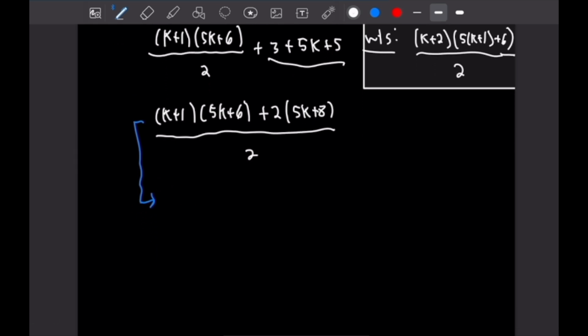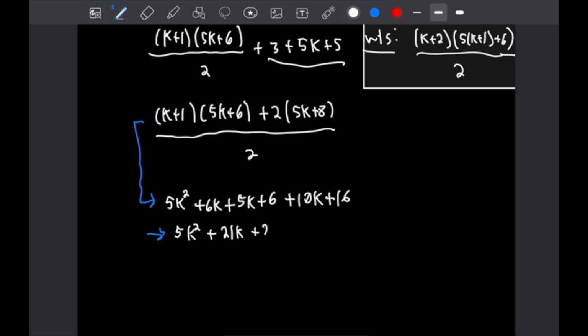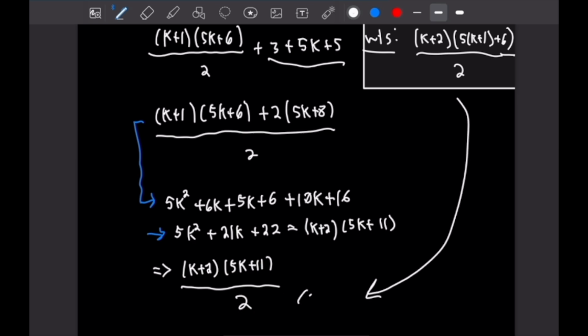So let's multiply out k plus 1 and 5k plus 6. When we do that, we'll have 5k squared plus 6k plus 5k plus 6. Then we can add in our second term, which will be plus 10k plus 16. Let's combine like terms. I'll use this blue arrow again to show that we're just working with the numerator here. So we'll have 5k squared plus 21k plus 22. We can easily factor that to show that it is equal to k plus 2 times 5k plus 11. Then I will add our denominator back in, so that will give us k plus 2 times 5k plus 11 all over 2. We can see that that is exactly what we wanted to show, which completes this proof by induction.